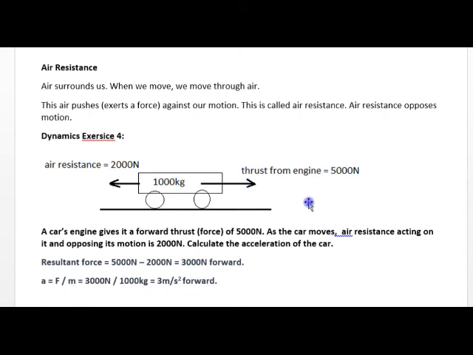Alors comme on peut voir, s'il n'y a pas d'air resistance, toute la force peut causer l'objet à accélérer plus. Mais à cause de air resistance, on perd un petit peu of the force due to the engine. Thrust veut dire force.